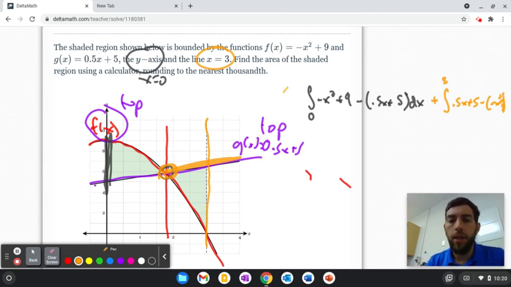If the rounding doesn't quite work out for you on this, but you get really close answers, then just let me know that you tried several and the rounding didn't quite work for you. All right, so let's go ahead and do the first one.